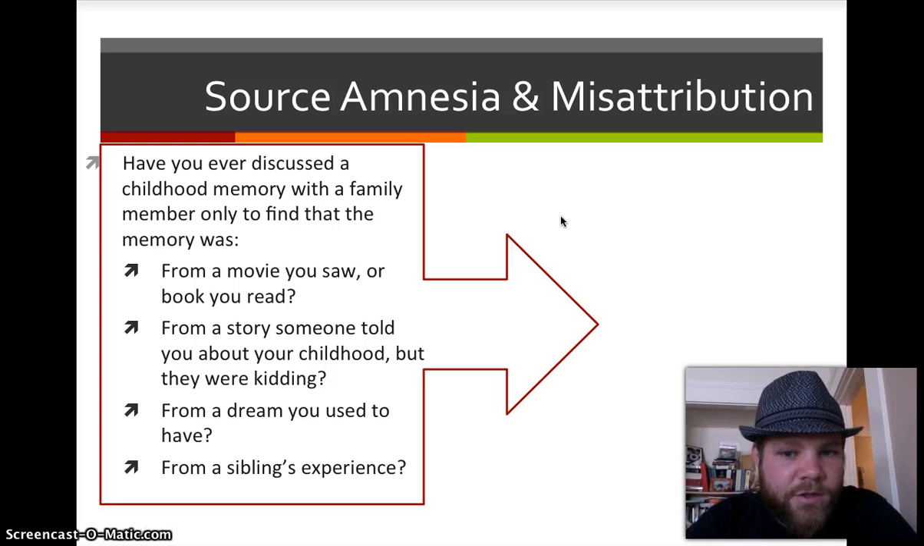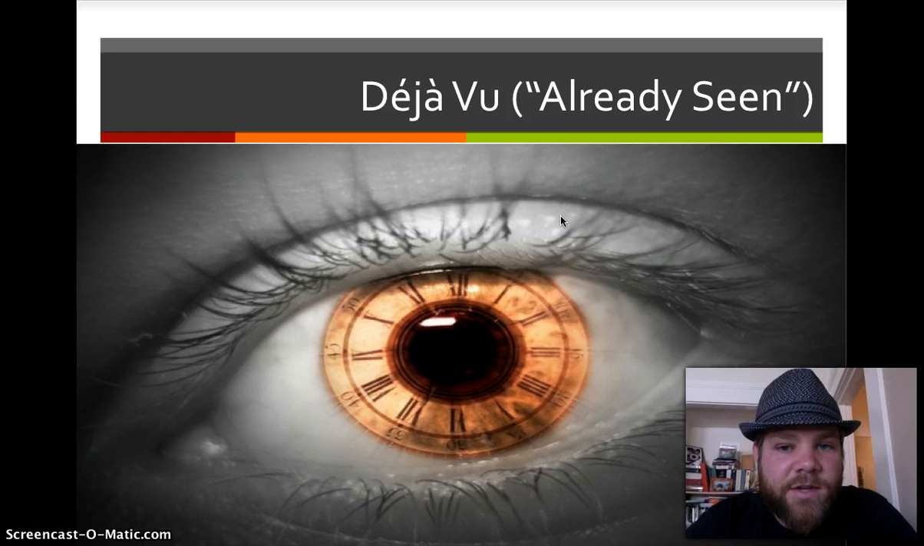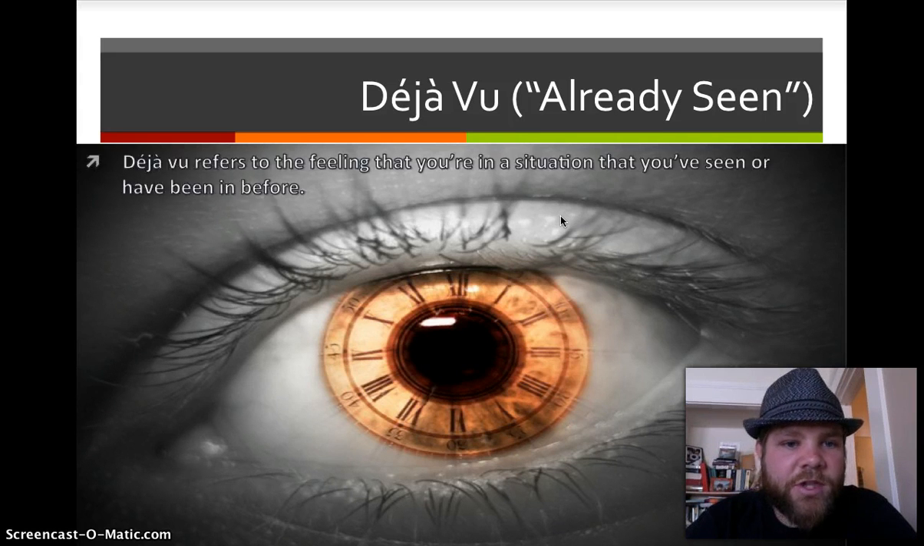I know I have. So if you have, your memory for the event may have been accurate, but you experienced source amnesia. This is forgetting where the story came from and attributing the source to your own experience, when in reality it was implanted by hearing someone else talk about it. Now, we talked about deja vu a little bit in class, but this phenomenon also has to do with memory recall and the construction of memory.